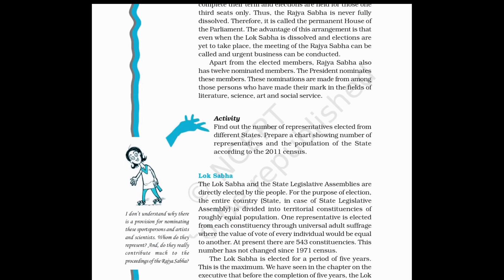Rajya Sabha also has 12 nominated members. They are nominated by the president. These are all questions which, you understand, are very important from a prelims perspective. So the president nominates these members from among those people who have made a good contribution in the fields of literature, science, art, and social service. So please remember these pointers. Remember that they are nominated by the president, and remember there are 12 nominated members in Rajya Sabha.